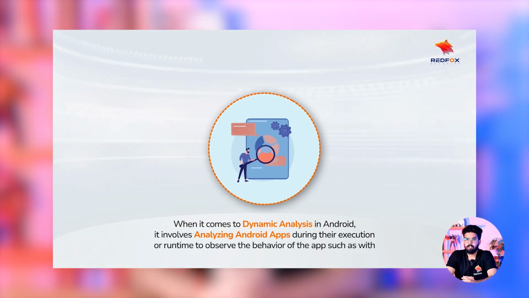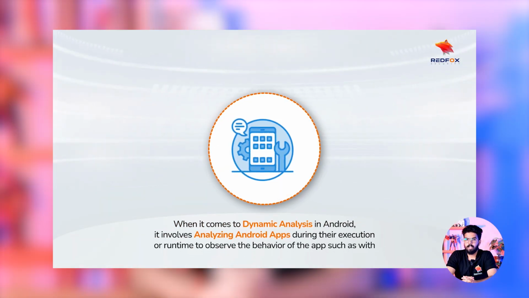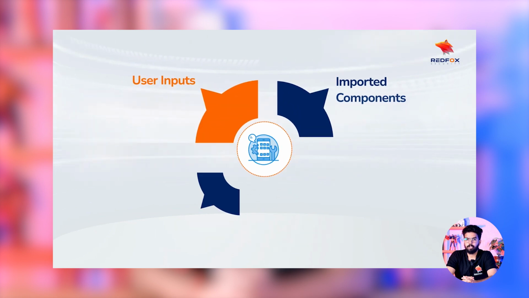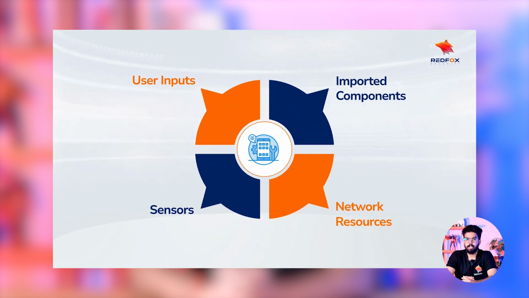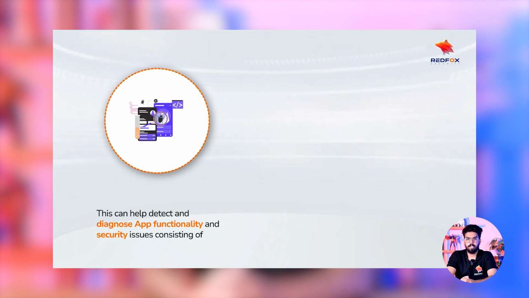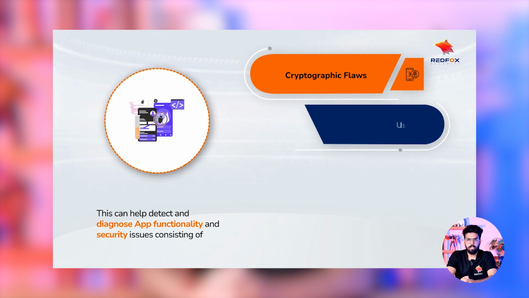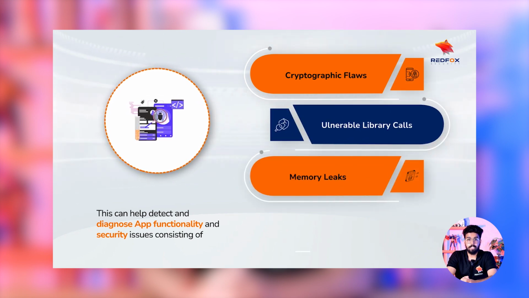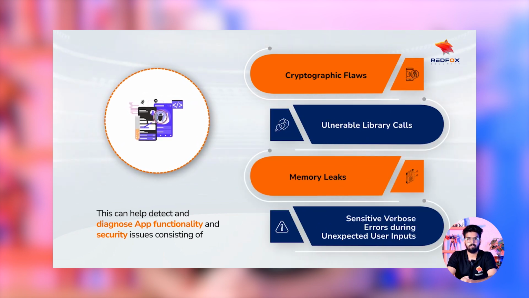Dynamic analysis in Android. When it comes to dynamic analysis in Android, it involves analyzing Android apps during their execution or runtime to observe the behavior of the app, such as with user inputs, imported components, sensors, and network resources. This can help detect and diagnose app functionality and security issues consisting of cryptographic flaws, vulnerable library calls, memory leaks, and sensitive verbose errors during unexpected user inputs.